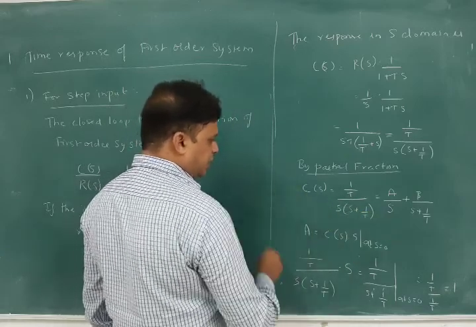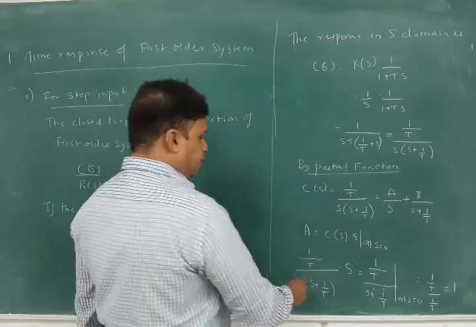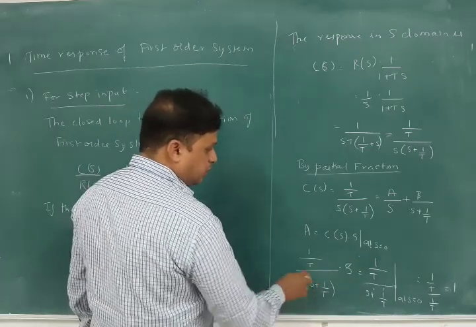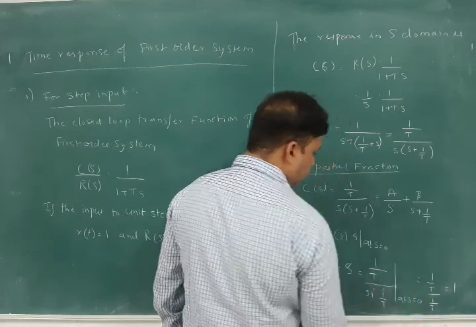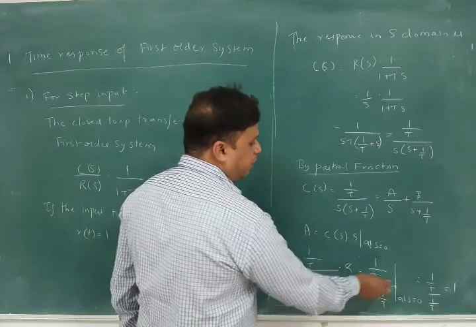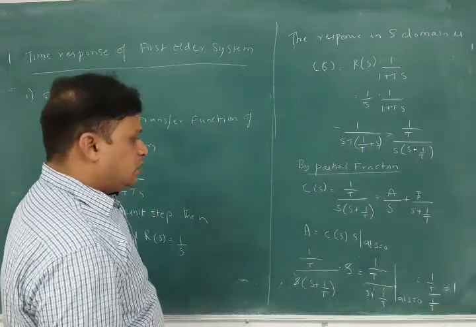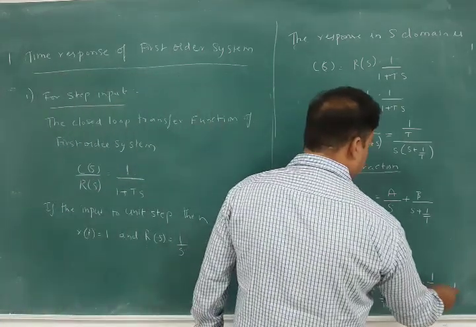Then what will remain here is 1 by t by s plus 1 by t, because this s and this s get cancelled. So 1 by t by s plus 1 by t at s equal to 0. Here s is equal to 0, so this one also becomes 0. 1 by t by 1 by t is equal to 1. So the value of a is 1.